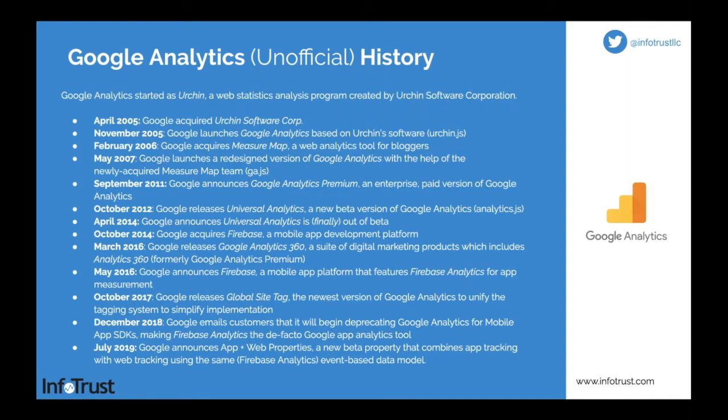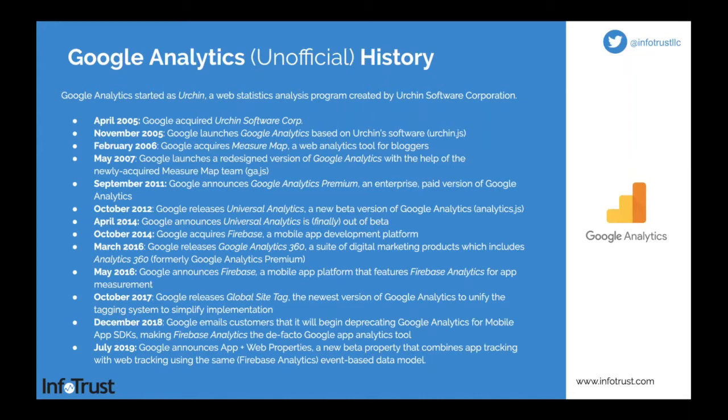So in 2011, they announced Google Analytics Premium, which was the enterprise version of Google Analytics. It's since been renamed to Google Analytics 360, and that product falls within the Google Marketing Platform now. Universal Analytics, which is the newest version of Google Analytics at this point, the version that everyone is using currently today, that was announced first in October of 2012. It came out of beta in about April of 2014.